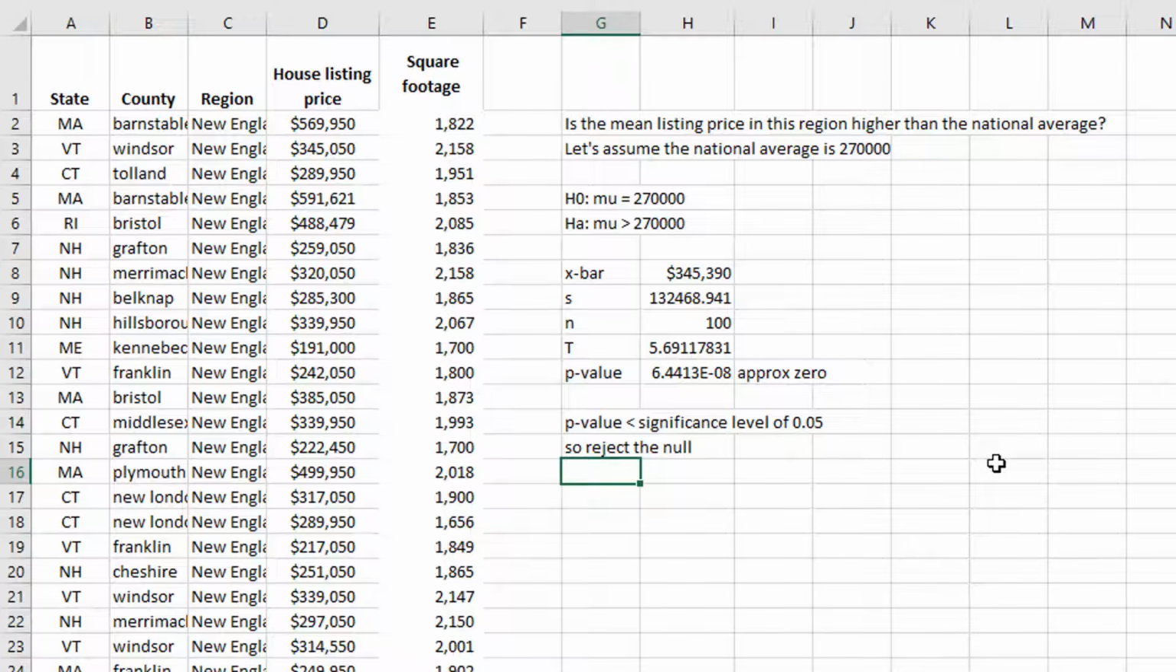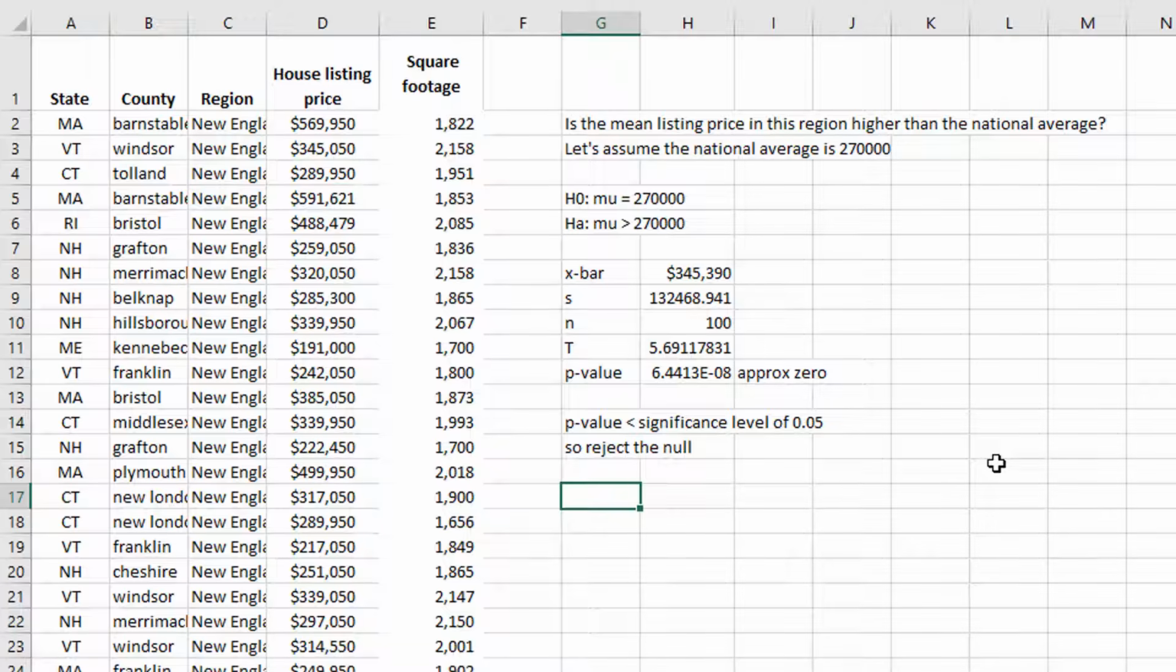And that's basically it. It would be extremely, extremely unlikely for a sample of 100 to look like this from a population if the population mean was 270,000. That would be almost impossible to occur because this sample mean is so much higher than 270,000. So that pretty much takes care of all the stuff you would need to do.